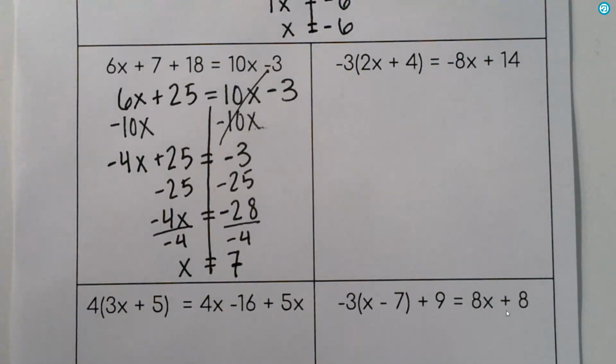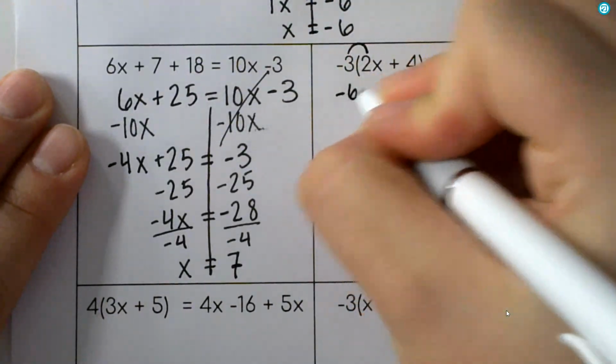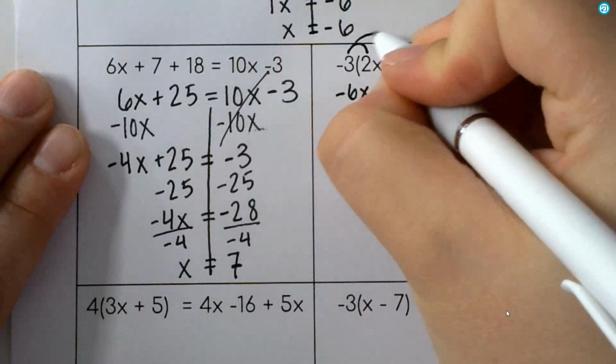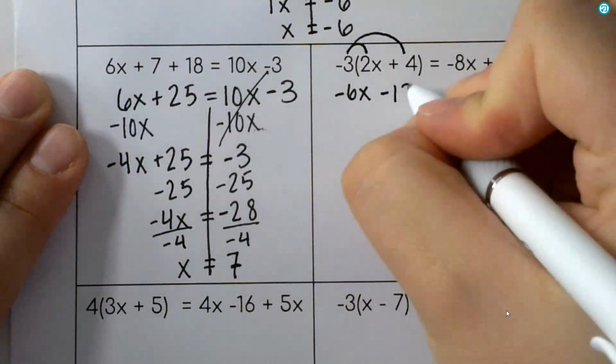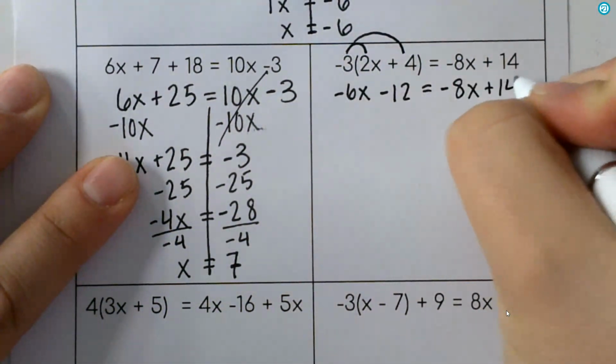Okay. Any questions? Okay, moving on from there then. This next one, the first thing that we need to do is distribute. So we're going to distribute negative 3 times 2x, which is negative 6x. Negative 3 times 4, which is negative 12. That is equal to negative 8x plus 14.